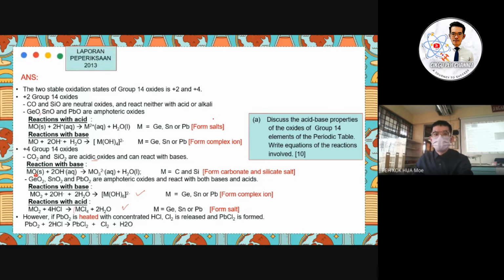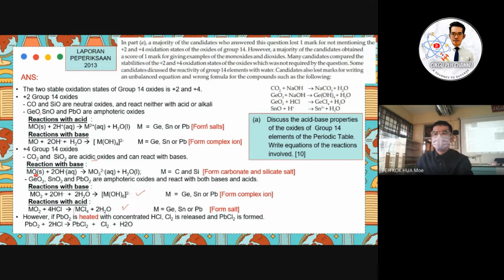You can look at the Laporan Peperiksaan 2013 here. So what is the emphasis here? So you can see for this majority of the students, they will lose the mark because they did not state the oxidation state. So that means most of the students did not state this +2 oxidation state in the discussion.